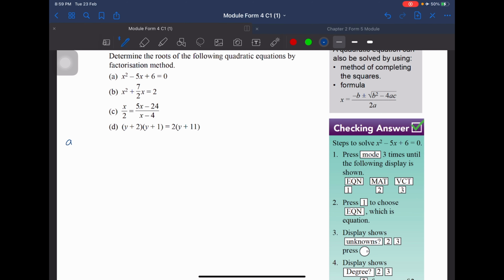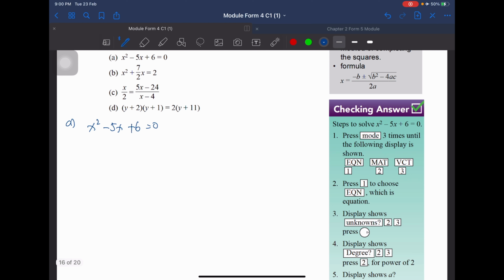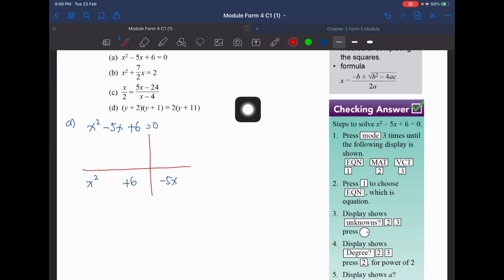So you have x squared minus 5x plus 6 equals 0. So what you need to do is write it down like this. You have x squared and then plus 6, minus 5x. Here is your A, this is your C, and this is your B. Then draw a box like this. Okay, and then let's do it one by one.